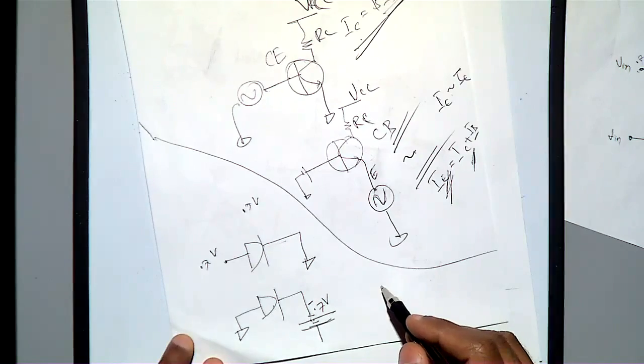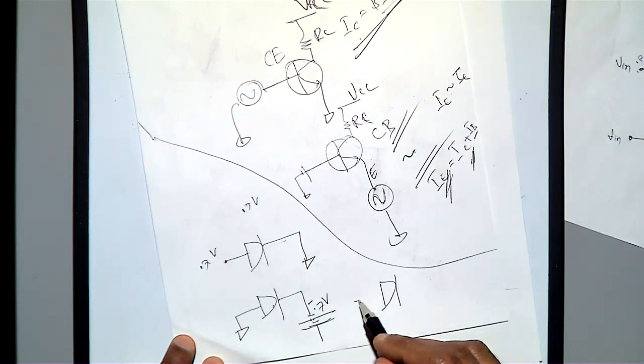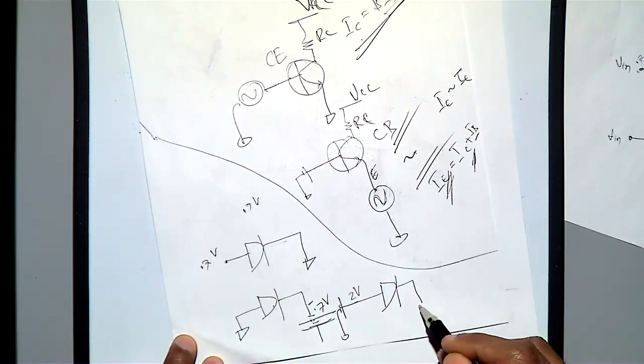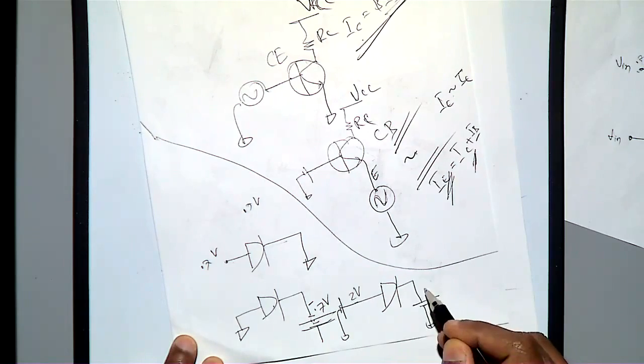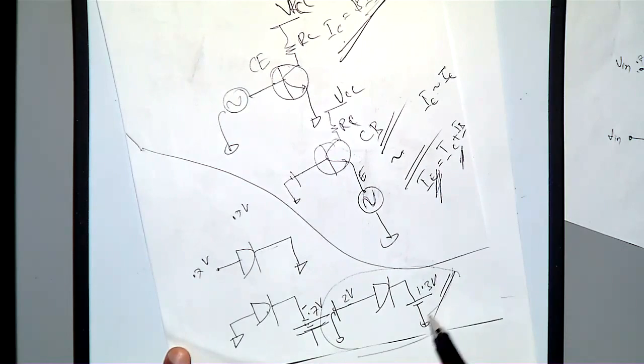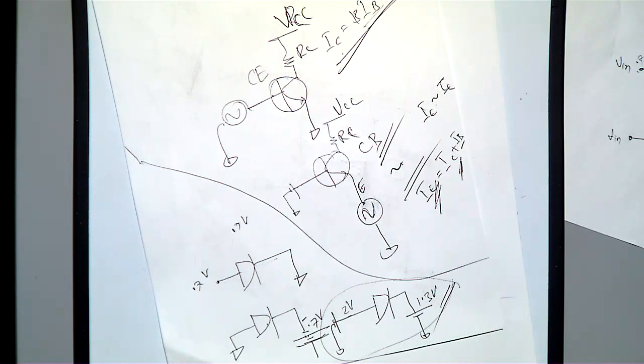Even by connecting only positive voltages, I can make it forward biased, because here I connect maybe 2 volt, and then what I will do is, on this side, connect 1.3 volt. Still, this will be the forward bias region. You know what I mean? There are different ways we can make forward biasing.